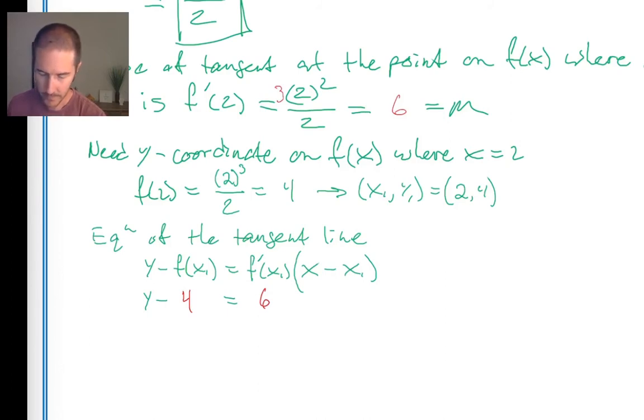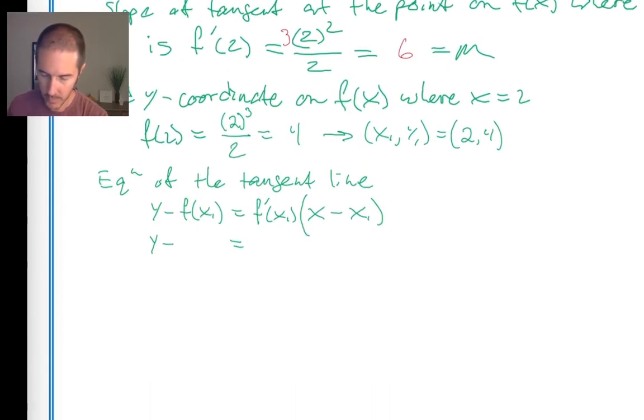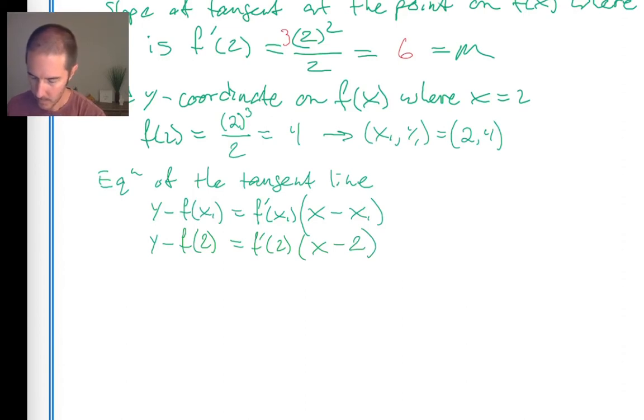I don't like it. It was all correct, but I don't like it. Let's make this one additional step. Let's have this say f of 2, because that's the x coordinate that we're working with, equals f prime of 2 times x minus, and we know that our x1 value is 2.